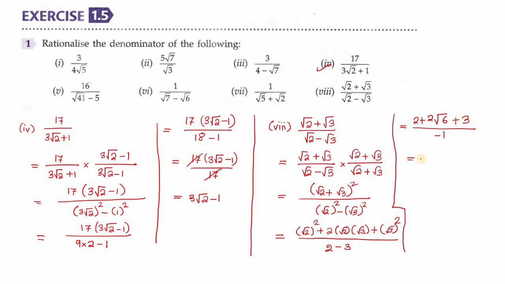So this minus 1 can be written as minus in front. So it is 2 plus 3 is 5 plus 2 root 6. Now open the bracket, multiply with minus, so you get minus 5 minus 2 root 6 as your answer. Pause the video and note down the solution.